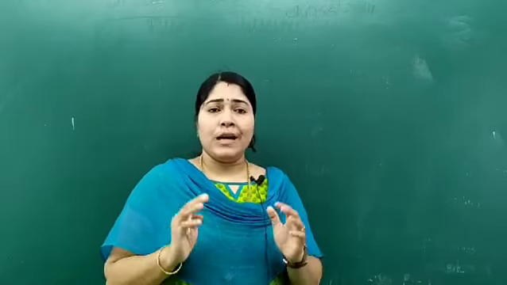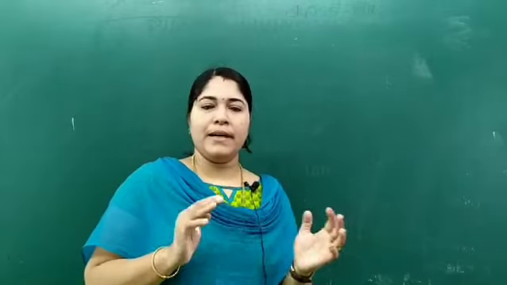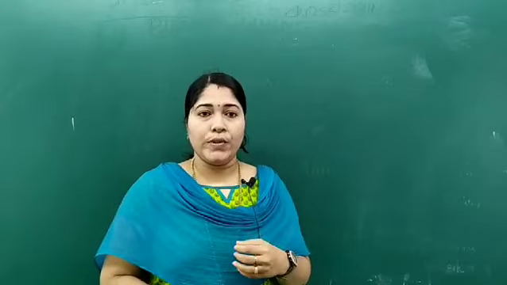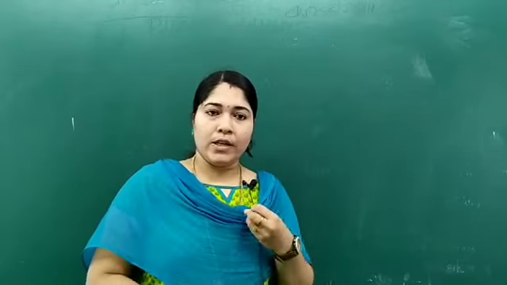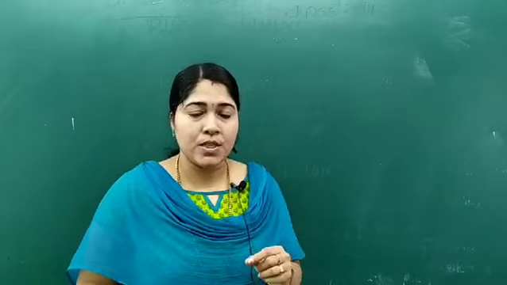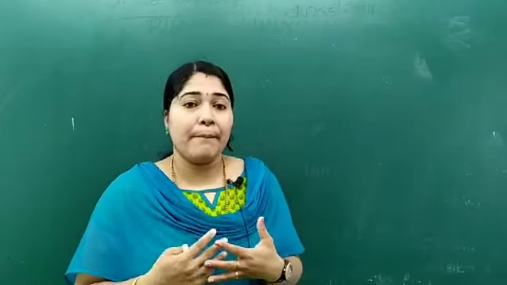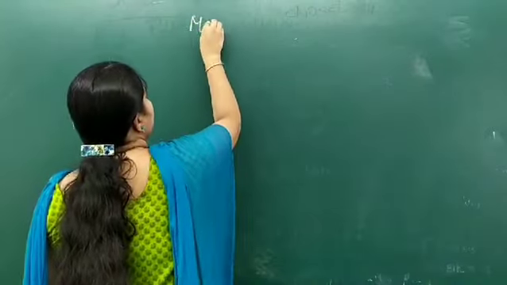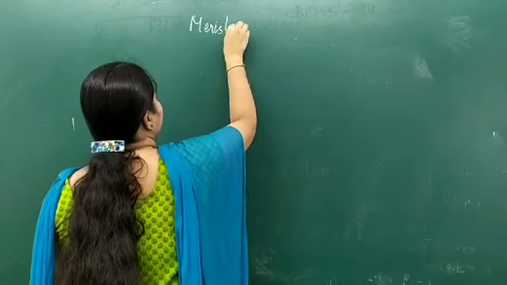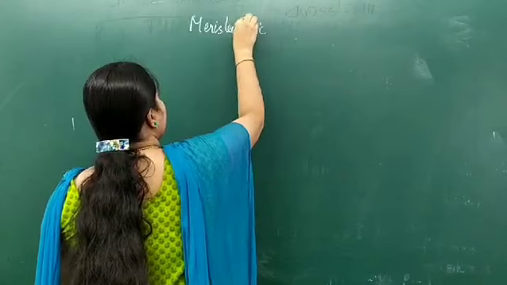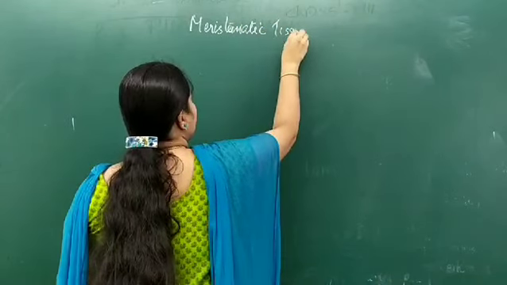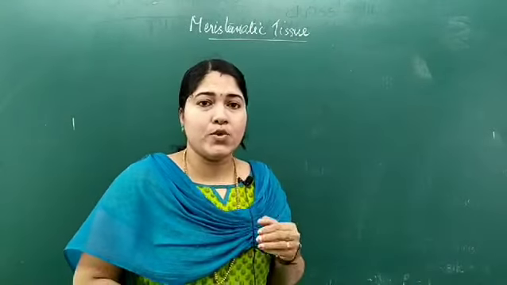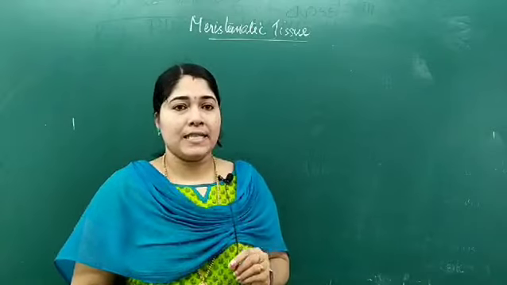These plant tissues are classified into meristematic tissue and permanent tissue based on the capacity to divide. Whether they are able to divide or not able to divide. So meristematic tissues are those tissues which have the capacity to divide. First we will study about meristematic tissue. Meristematic tissues are the tissues which have the capacity to divide, as I told.